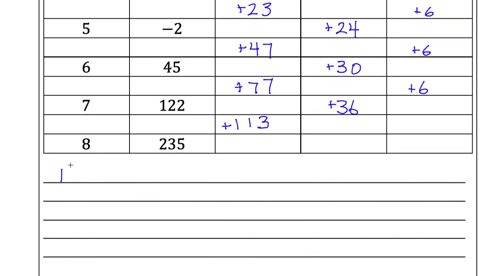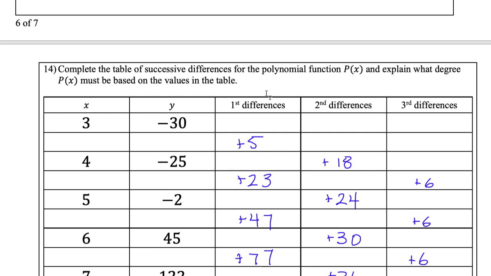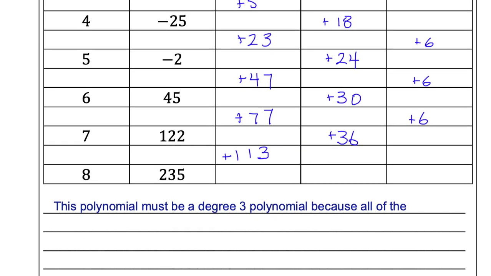So you can say, let me just type here so I can move a little bit faster. I know that you guys can't do that. Let's do this in size 15, is that a better size? What is the question asking exactly? Explain what degree. This polynomial would be a degree 3 polynomial because all of the third differences were a constant number. And that's as much as you need to say.